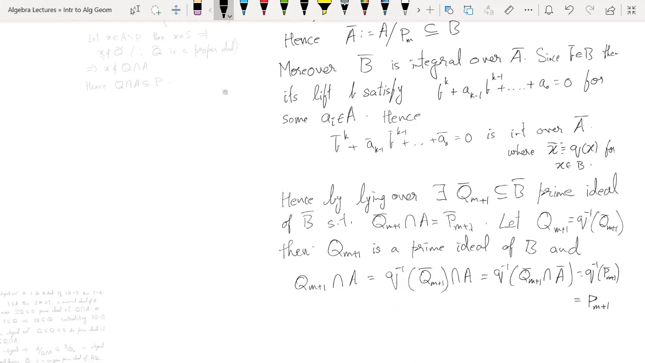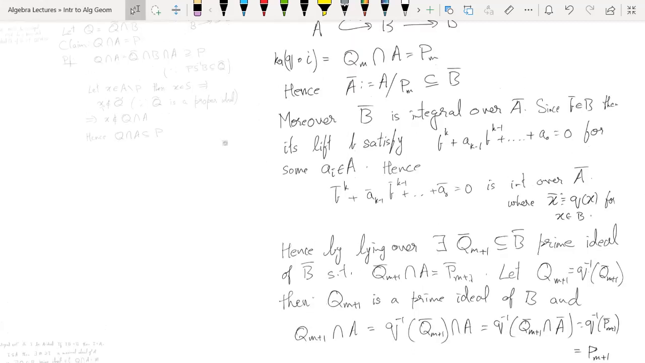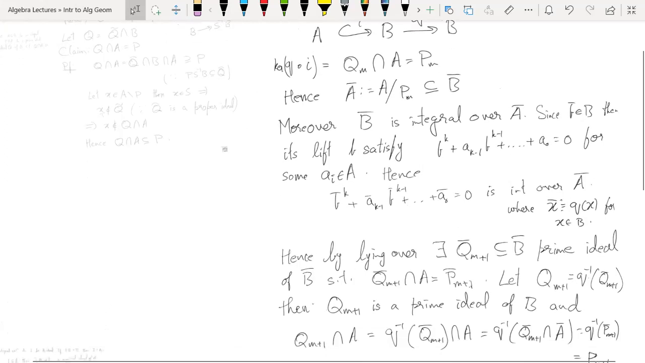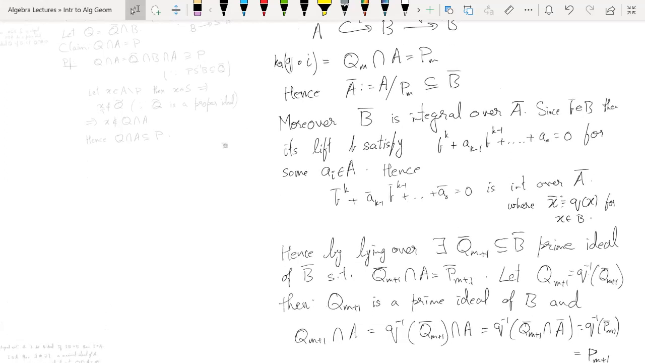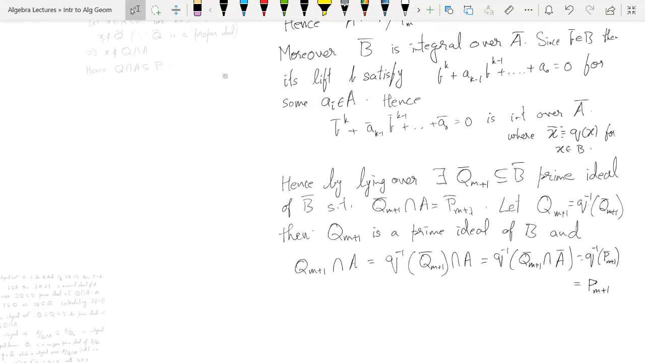Now remember, B bar contains A bar, and B bar is integral over A bar, and in fact we are all in integral domains, as I promised. Hence by lying over, there exists QM plus 1 bar, a prime ideal of B bar, such that QM plus 1 intersection A is PM plus 1 bar.